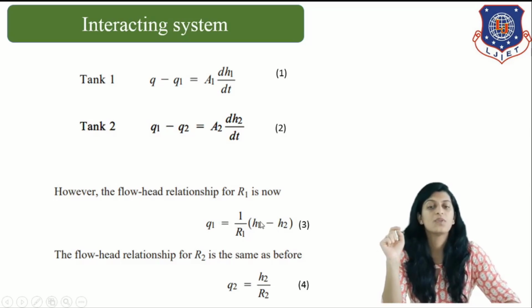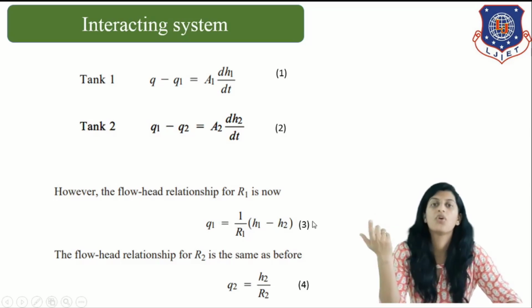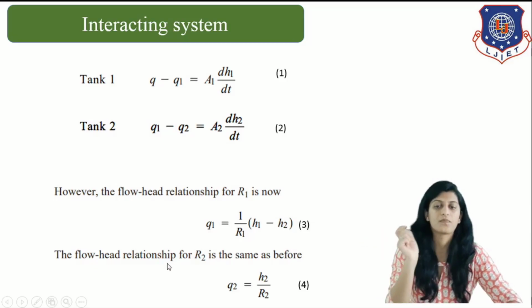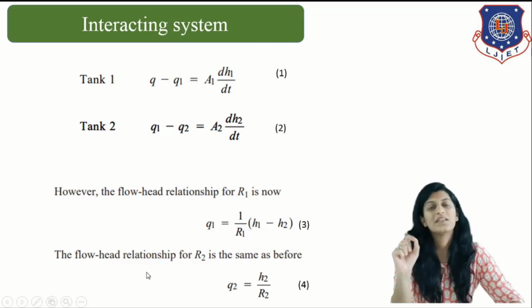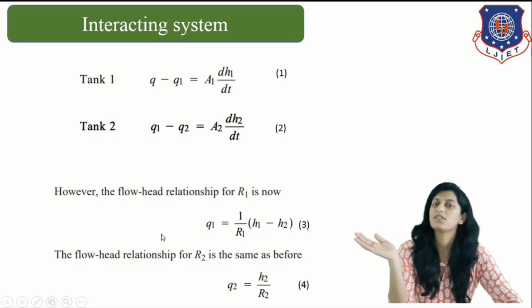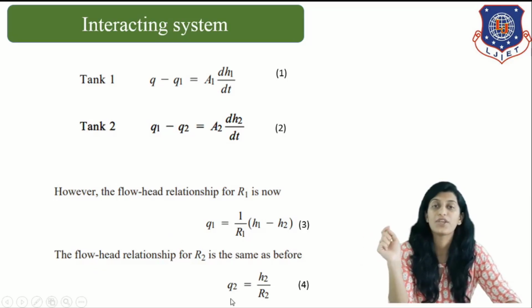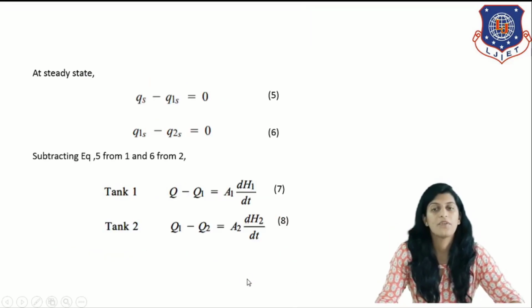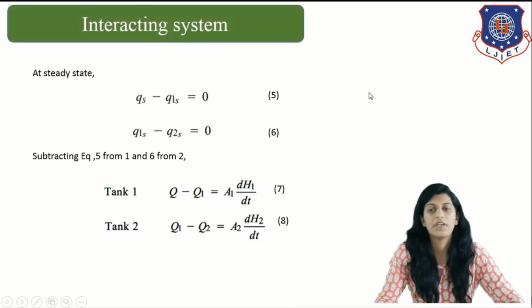So, Q1 equals H1 minus H2 upon R1, which is the resistance provided. Now, for tank number 2, the flow-head relationship is as simple as it was in the liquid level system. So it will be Q2 equals H2 by R2, in the simplest form. Now, we will take the steady state condition for those flow rates.